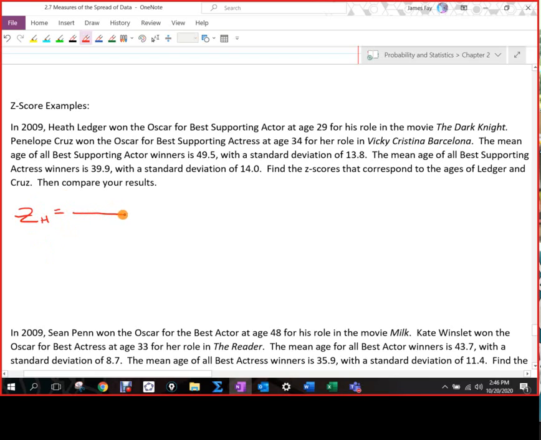Now I'm talking about Oscar winners, and I have all of the data from everybody that's won an Oscar for Best Supporting Actor or Actress. So we're talking about a population here. So it's X minus mu divided by the standard deviation. X, remember, is your particular data point. In this case, Heath Ledger was 29 years old, minus mu, which is our mean, 49.5, and we'll divide by our standard deviation, which is 13.8.